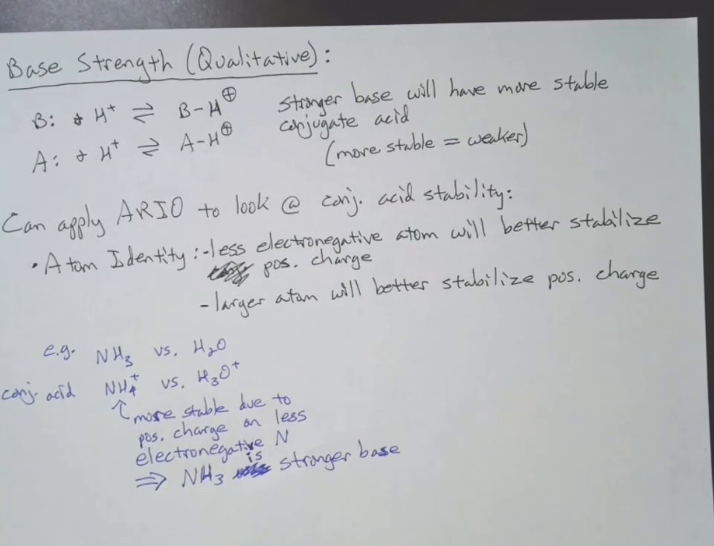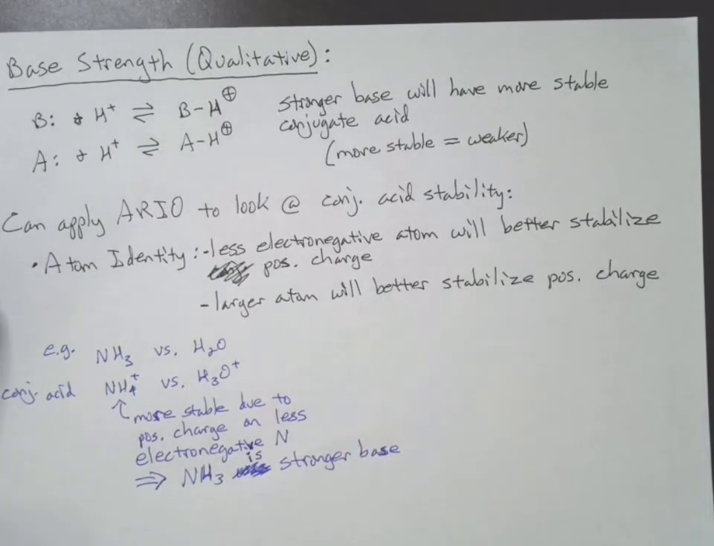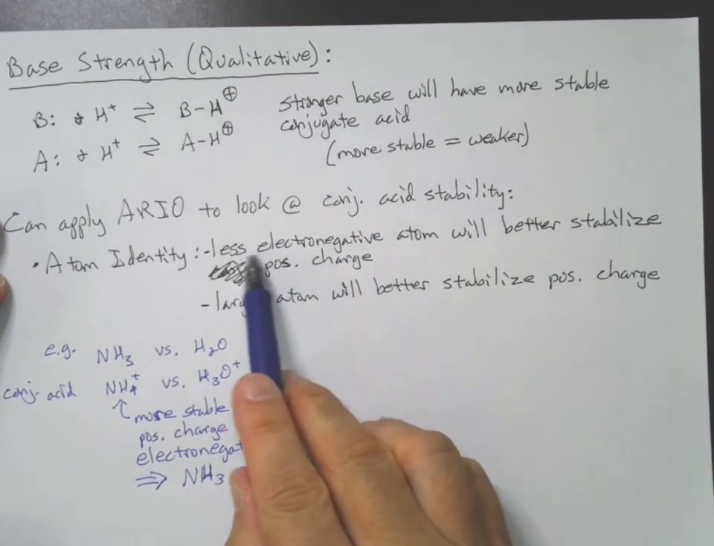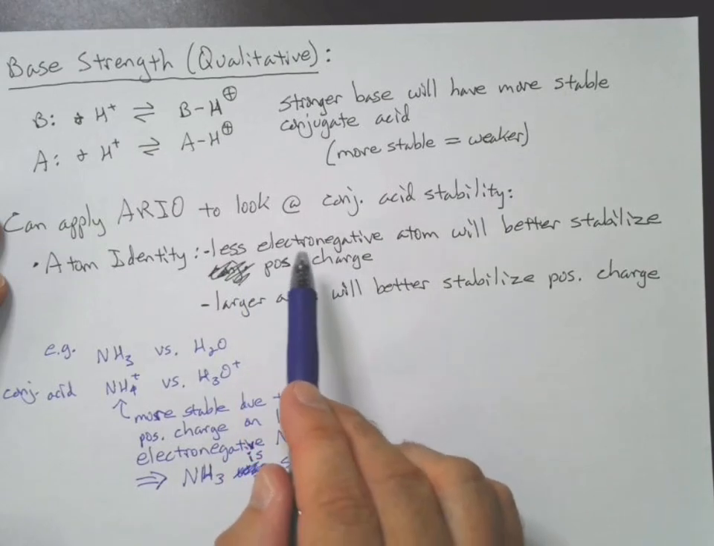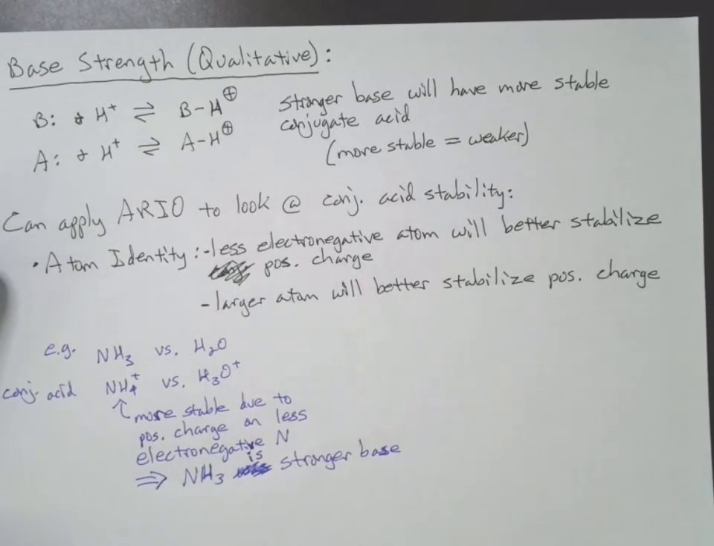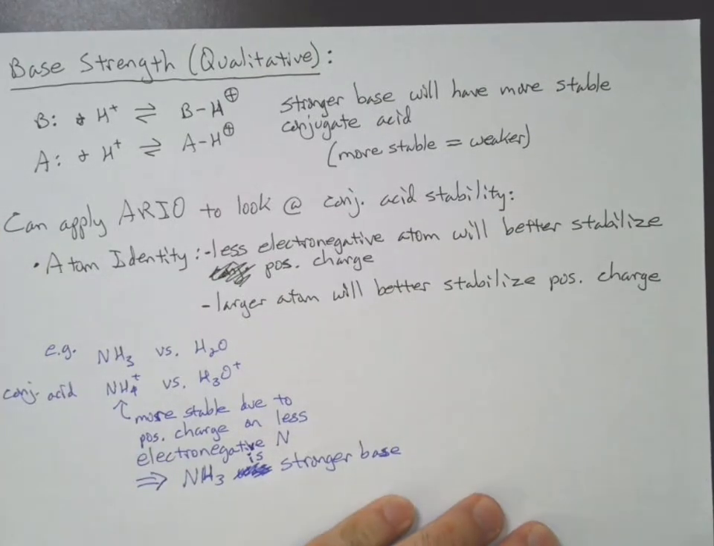Okay? So you can do similar analysis. Again, the atom size, it's the same trend that we saw for stabilizing a negative charge, because it's all about spreading out the charge. But we have the opposite trend as far as electronegativity is concerned, because electronegativity is the tendency of an atom to pull electron density towards itself, and that's not going to stabilize our positive charge.